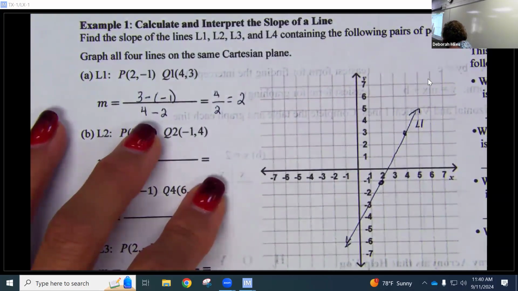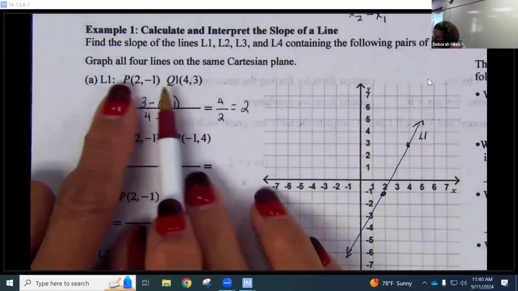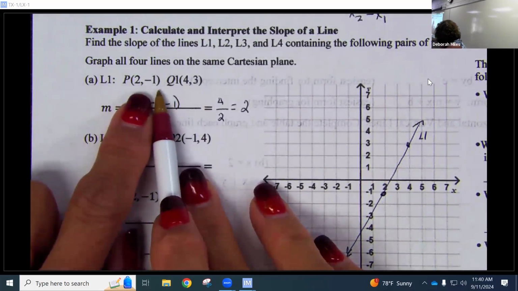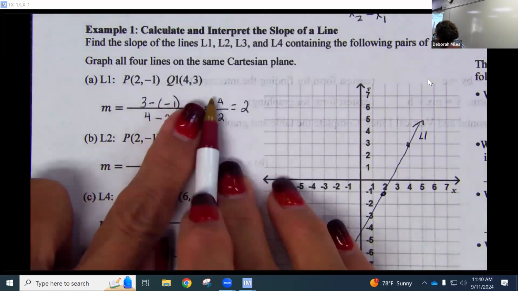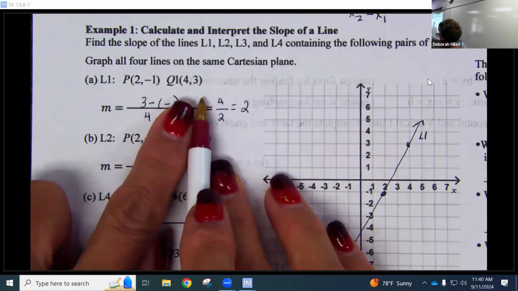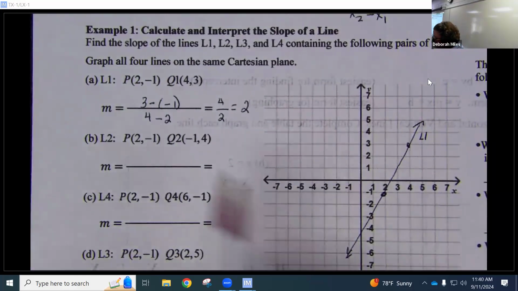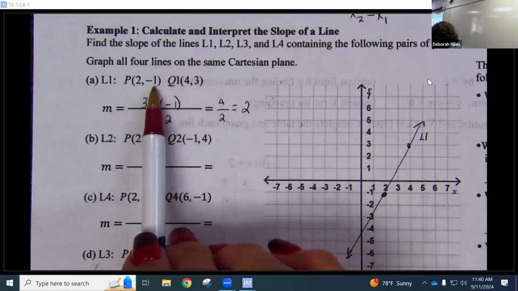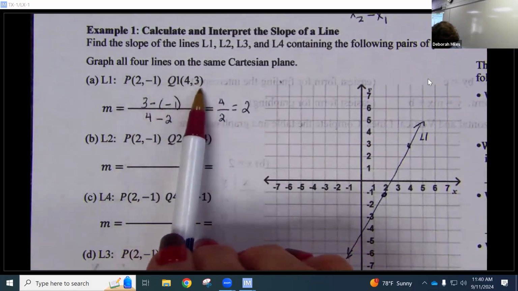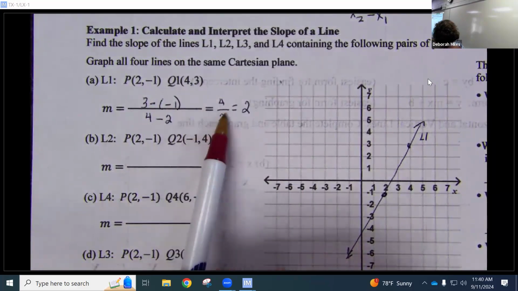Now, I want you to help me answer one question before we go any further with that formula. How do you know which is the first point x1, y1, and which one's the second point x2, y2? What if instead of saying 3 minus -1, what if I had said -1 minus 3? What would I have gotten in the numerator? I would have gotten -4 instead of +4. So maybe it does matter.